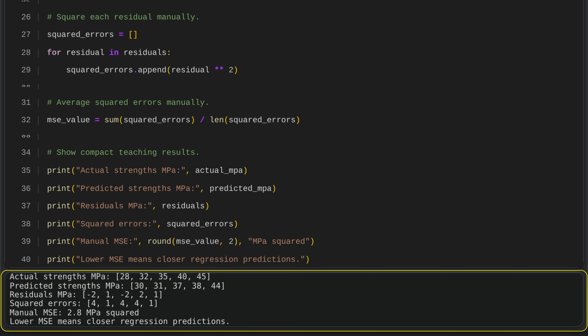This script measures prediction accuracy for concrete strength using mean squared error. It first confirms that the actual and predicted values are valid, then finds the differences between them, squares those errors, and averages the results. The output shows the key values and the final mean squared error rounded to 2 decimal places. A lower value means the predictions are closer to the actual strengths, and the model is performing better.